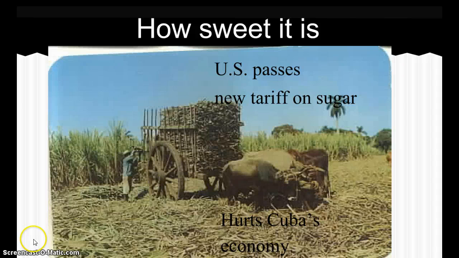This is good information on the slide and on your notes, guys. The U.S. passes a new tariff on sugar, which really does hurt Cuba's economy. And so this sparks the rebellion. The rebellion is renewed.